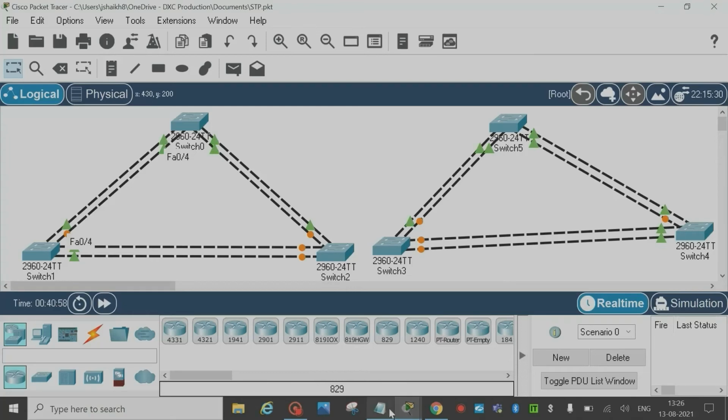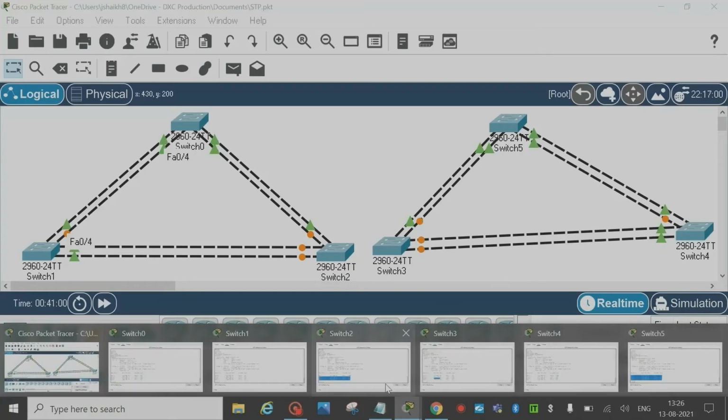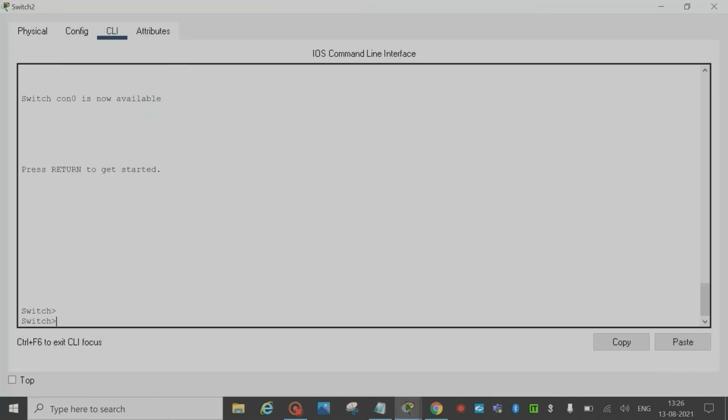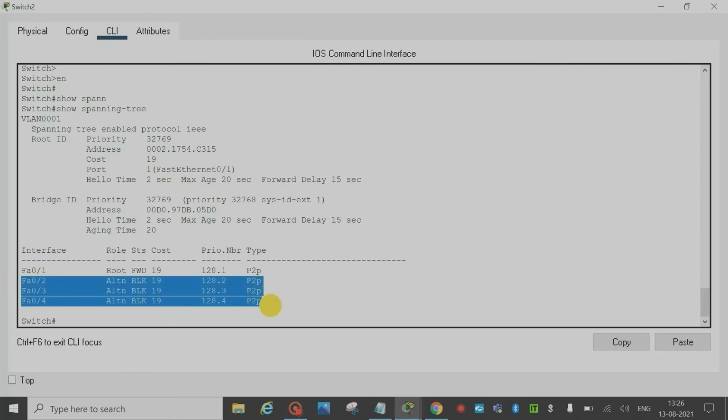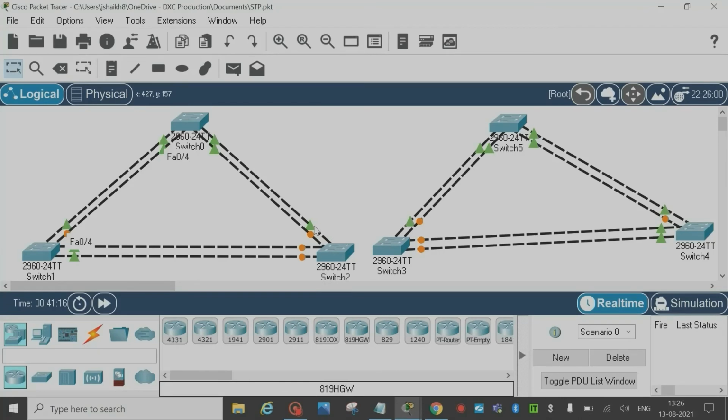Switch 2. So we have one root port and the remaining ones are blocking ports. This one is the root port, the remaining three are blocking ports.